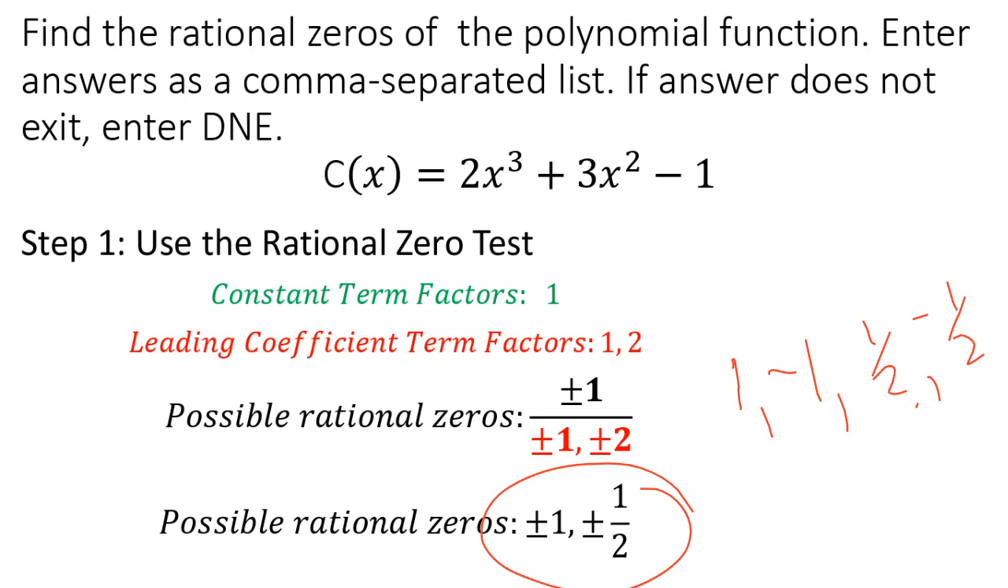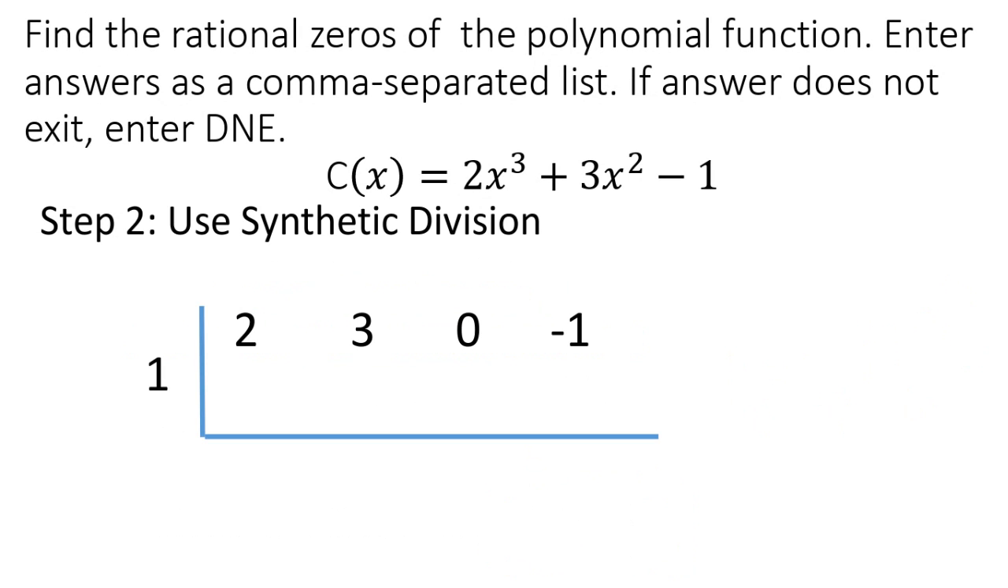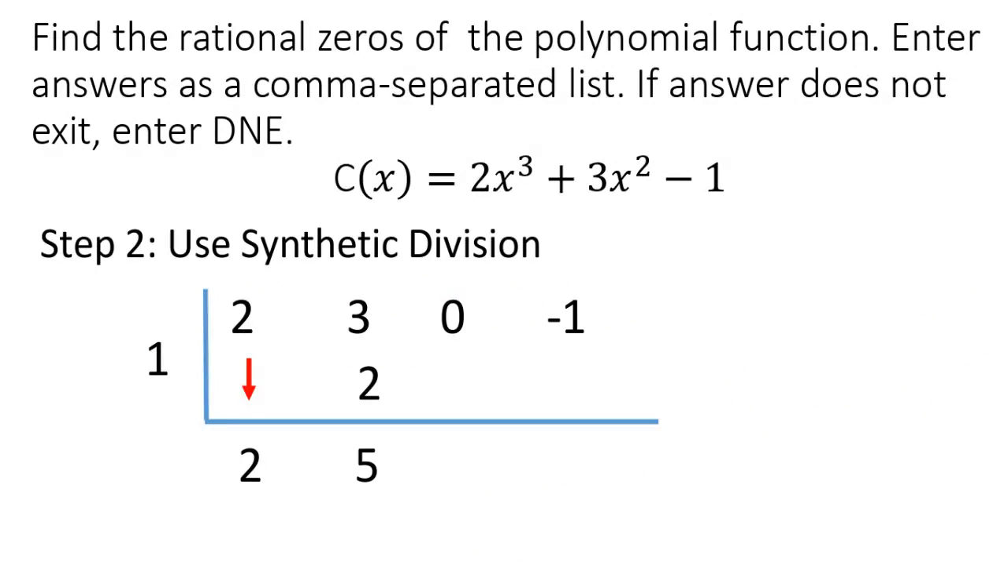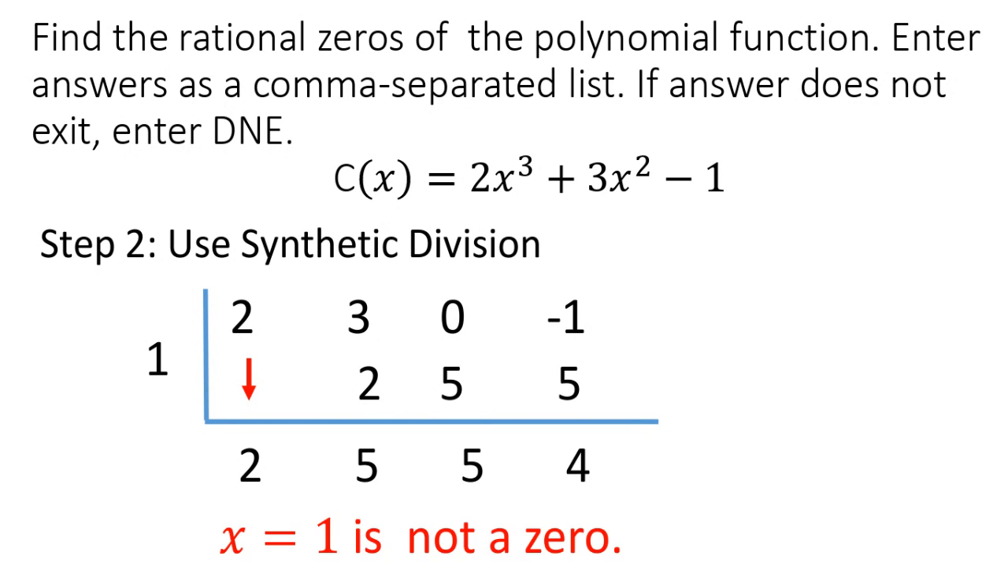Okay, so I'm going to start with 1. So if I do the work here, I bring down the 2. 1 times 2 is 2. Add the 3 and the 2. 3 plus 2 is 5. 1 times 5 is 5, so I bring it up here. 5 plus 0 is 5. 1 times 5 is 5. Plus a negative 1 is 4. So x equals 1 is not a 0. So I need to go on to another one.